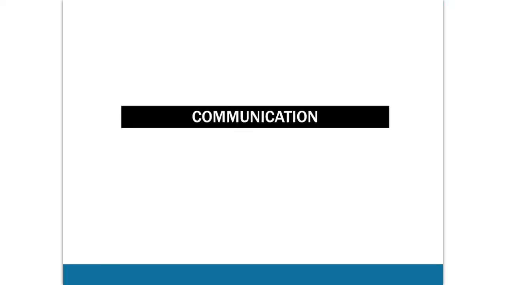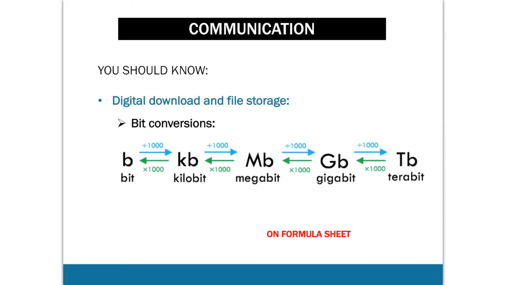So the first focus study we're going to focus on is communication. One thing you really need to know, and probably the most annoying part of communication, is data conversions. So converting bits to kilobits, megabits to gigabits, gigabits to terabits. If you want to, you can pause the video now and just write out this diagram here. It's really helpful for remembering how to convert data.